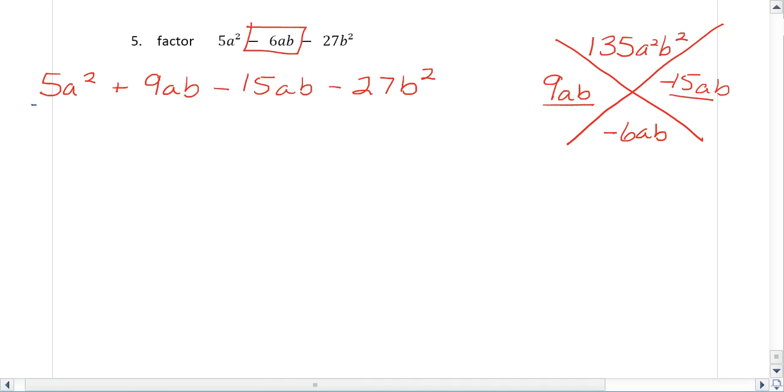Then we group the first two together and find the GCF. They both share an a in common, so we're going to factor out an a, and we have 5a plus 9b.